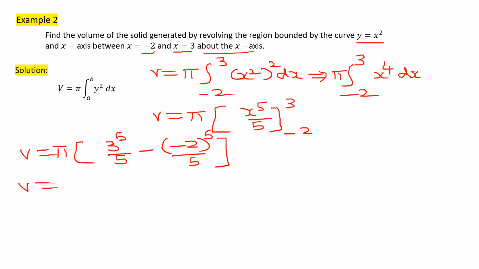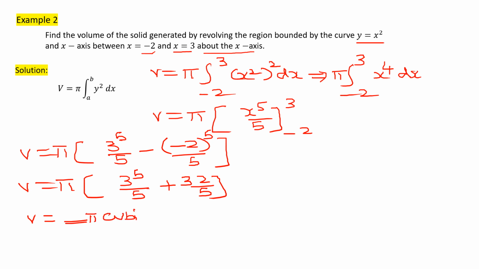So V equal to pi. So this will be 3 to the power 5 divided by 5 minus 2 to the power 5, that will give you minus 32. You have already outside a minus, so minus minus will become plus. This will give you 32 by 5. So using calculator you can simplify. It will give you some value times pi cubic units.